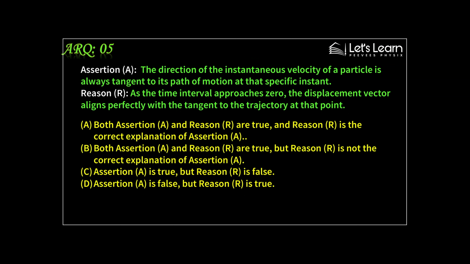Now, number 5: the direction of the instantaneous velocity of a particle is always tangent to its path. That is true, tangential. To get instantaneous velocity, the time interval has to approach zero. The displacement vector is always tangential to the trajectory. That is also true, and that is the real explanation of why the displacement is tangential. So the instantaneous velocity will also be tangential. So the correct answer is A.